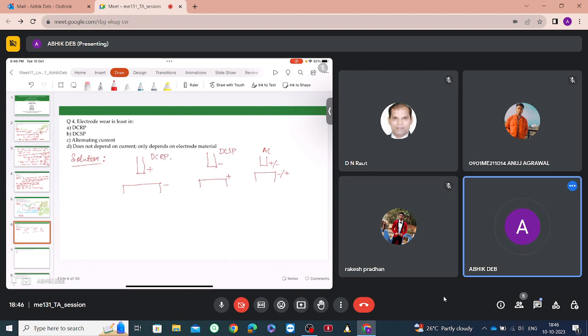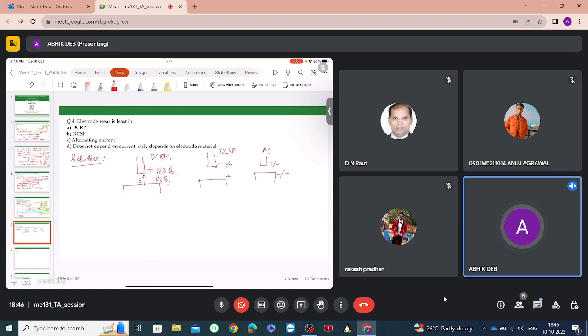So that is obviously depending on how the current or what phase the current is supplied. So this option number D will not be correct. Now in alternating current, straight polarity and reverse polarity of direct current, we have to see that in this case, since electron will be moving from this to this, two-thirds of the heat will be generated in the electrode, and one-third of the heat will be generated in the workpiece.